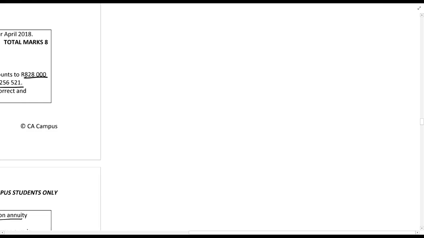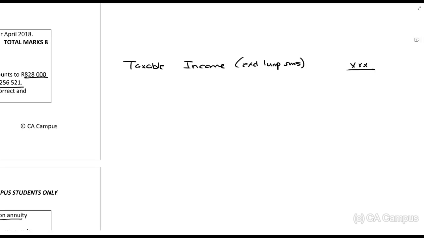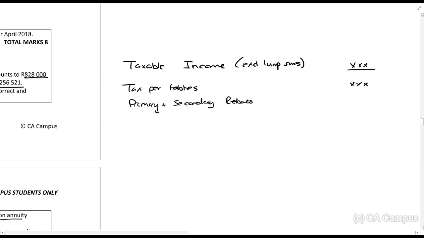So this is the calculation that we have to do. This is how it usually looks. We go taxable income. Right, we do all of the things, taxable income, and this is always excluding lump sums. We do our calculation, taxable income, same as what we usually do. Then we go tax per tables. Then we do primary plus secondary plus tertiary rebates, if there is.